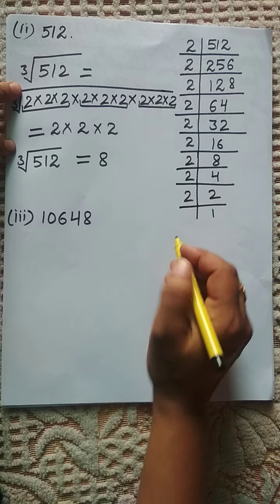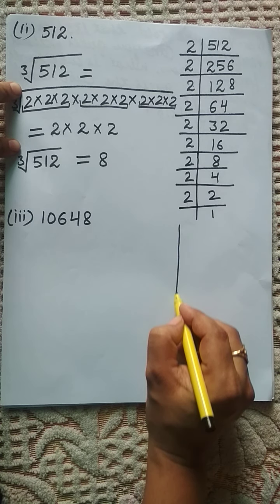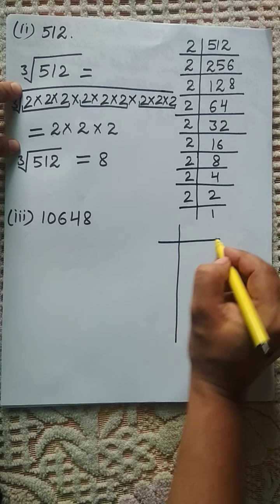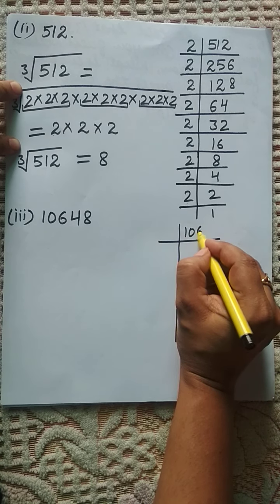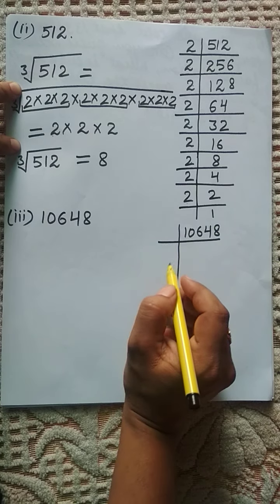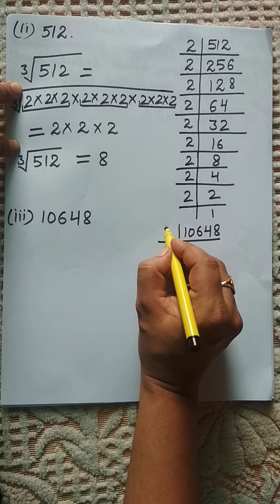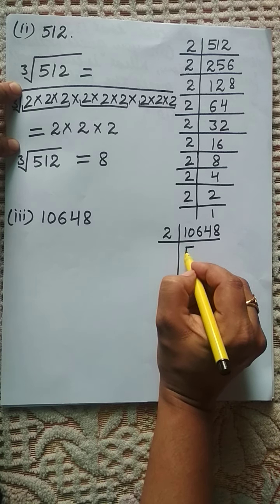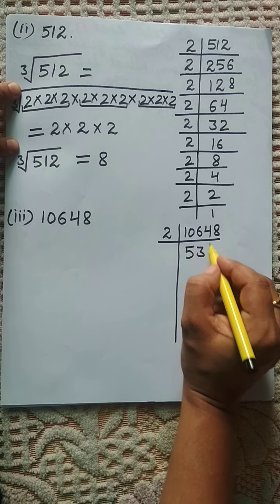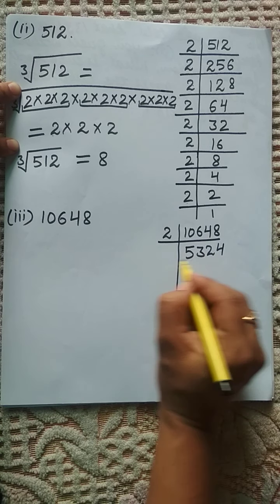Third part is again the same. Students, whenever you want to find the cube root of a given number, the first step is to make the prime factorization. This is so simple. So here I'll divide by 2. 2 5's are 10. 2 3's are 6. 2 2's are 4. 2 4's are 8.